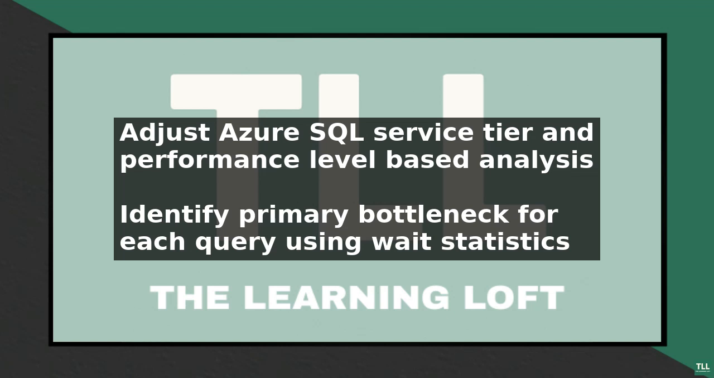Once identified, use the query wait statistics to determine the primary bottleneck for each query, such as CPU, memory, or disk usage. Based on this analysis, adjust the Azure SQL service tier and performance level to better match the workload requirements. For example, if the primary bottleneck is CPU, consider upgrading to a higher performance level or service tier with more CPU resources.